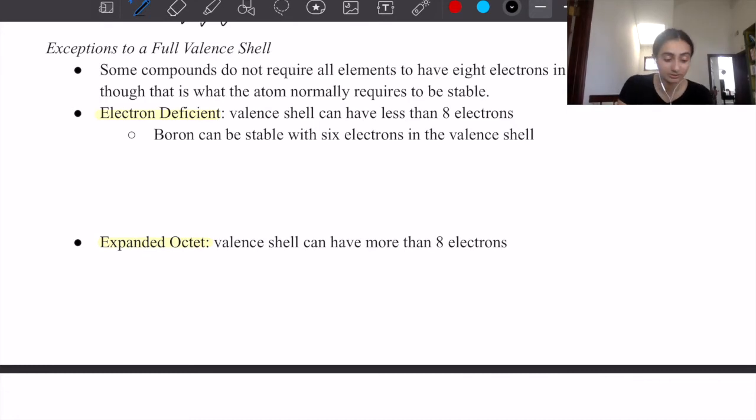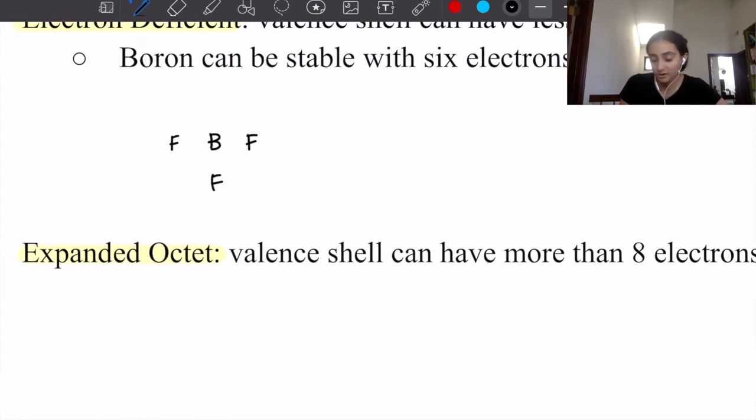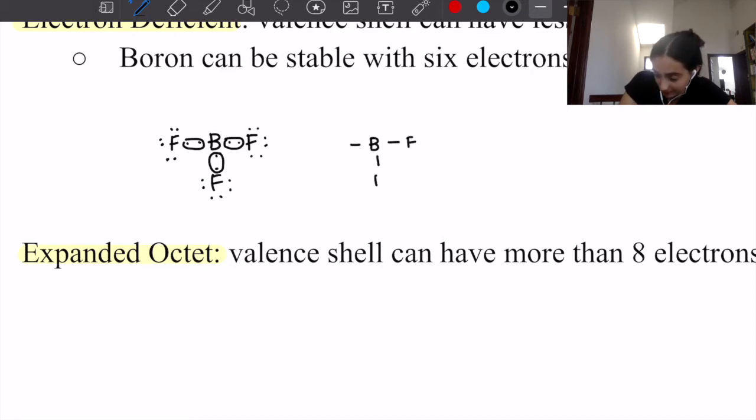So the first situation we have is boron, which is electron deficient. Let's say we have the compound boron trifluoride. I'm going to draw the valence electrons. Boron has 3, fluorine, each of them have 7. So we can draw the circles here. I'm going to draw circles again. You can just draw lines. As you can see, boron only has a total of 6 electrons, but it is still stable. So we can draw this Lewis structure like this.